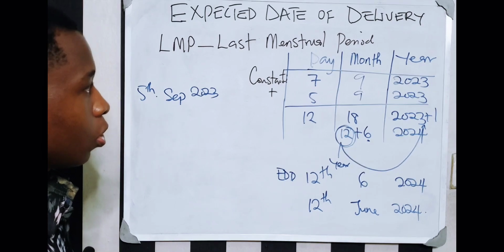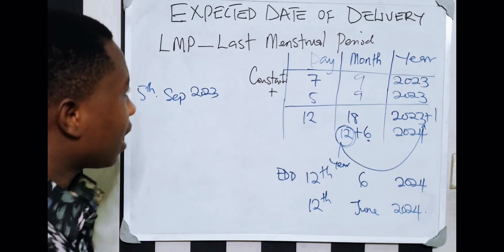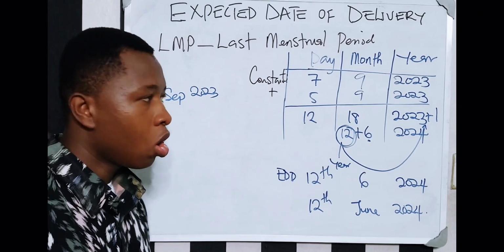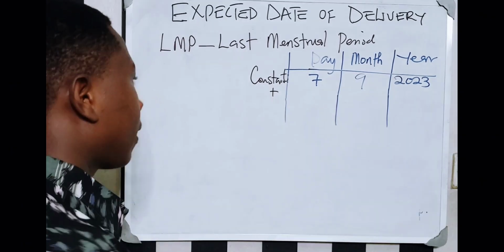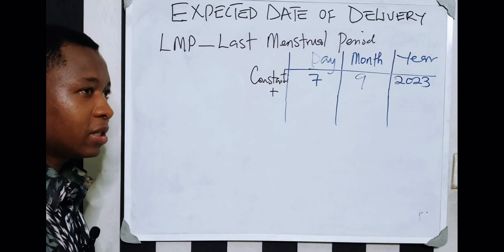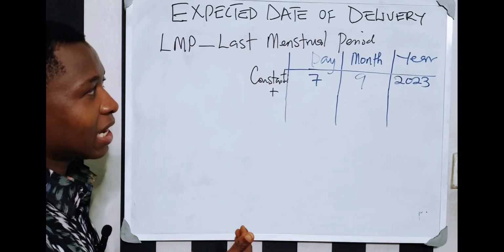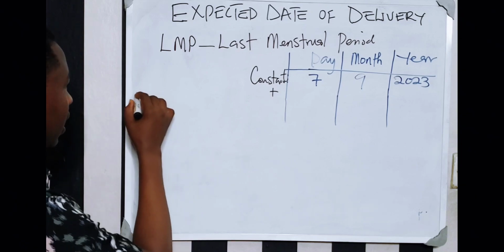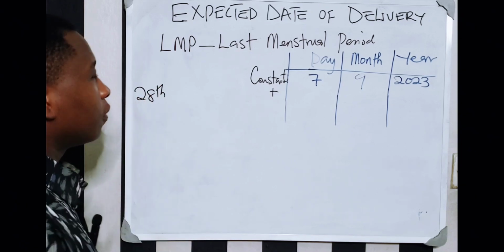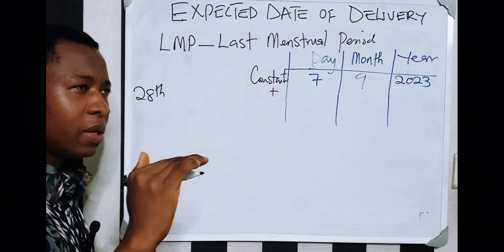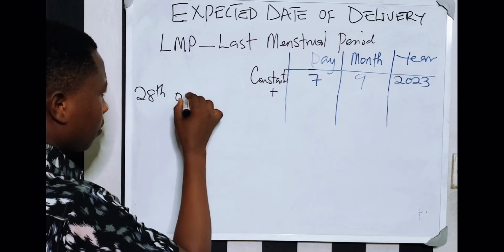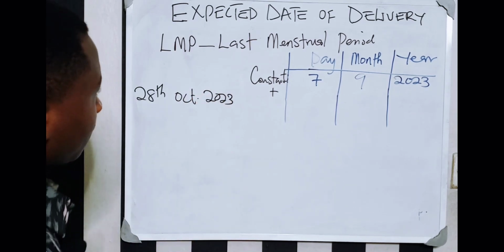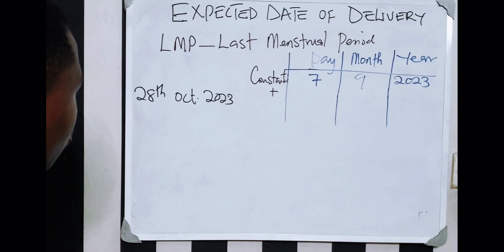Okay, so we are going to take another example, the last example, and I'm going to try to make it more complex. Let me look for a more complex date where you have a problem with both the day and the month. Okay, let's take 28th of somewhere in between the year, October 2023. Okay, so I think this is good.